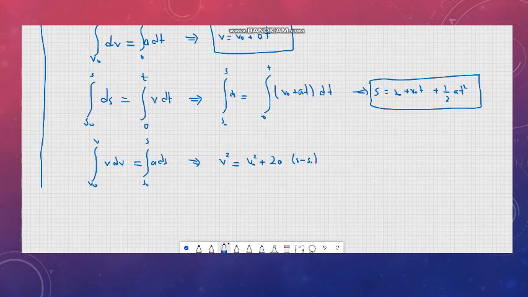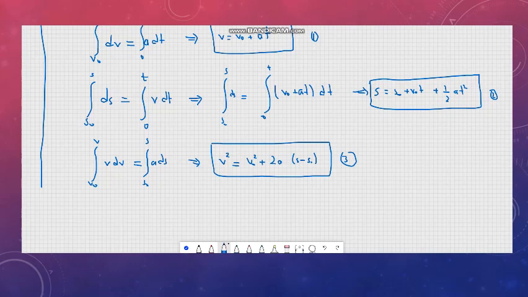So it is the velocity and acceleration term without using time. We know that v square minus v zero square is equal to 2a delta s. So we have these three fundamental equations, 1, 2, and 3.